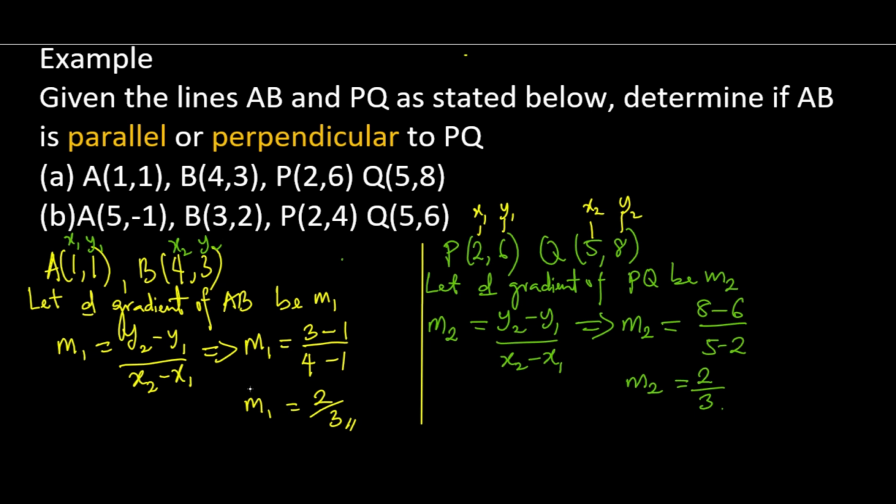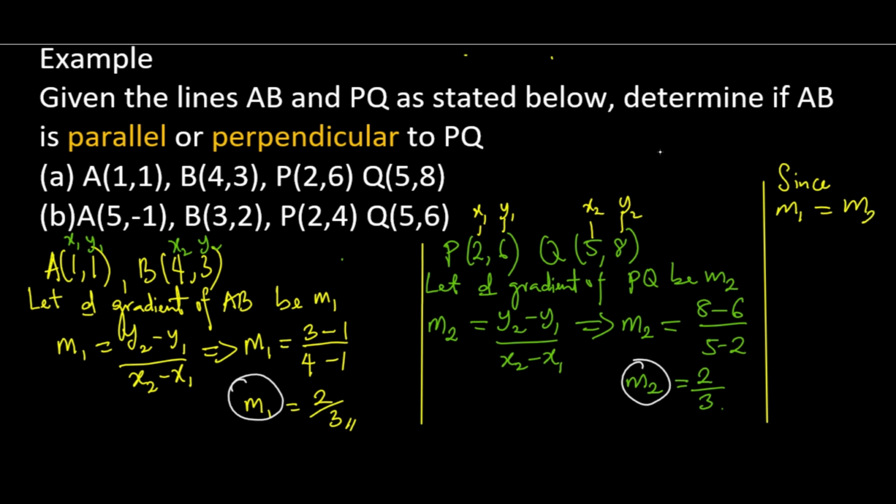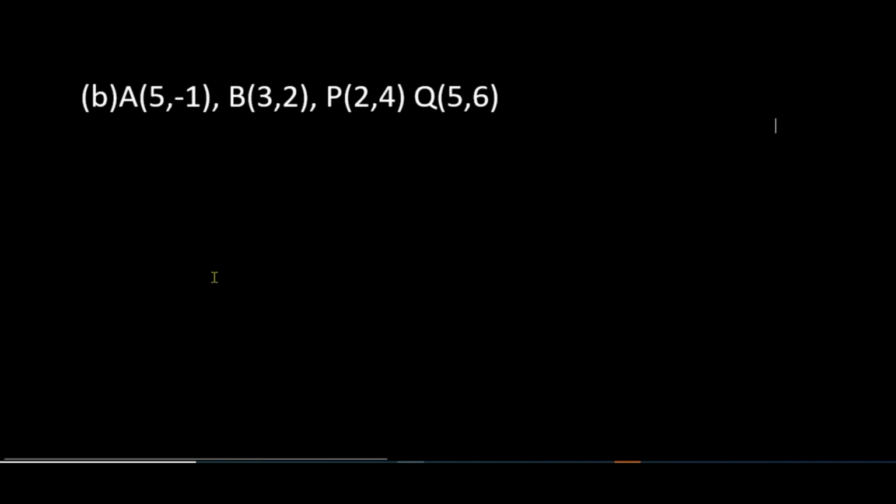So in this case, for the A, we'll say that AB is parallel to PQ, since the gradient of AB and PQ, they are the same thing. So that is how to go about that. Okay, so line AB is parallel to the other one.